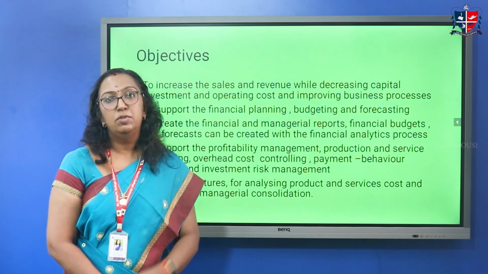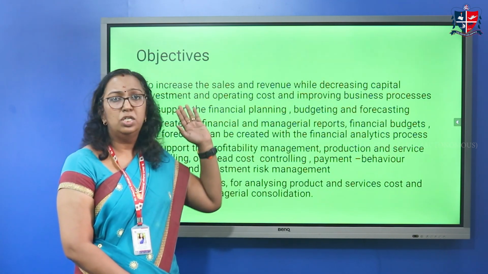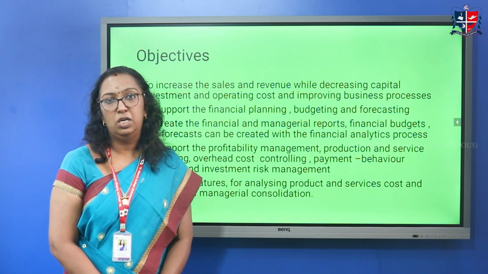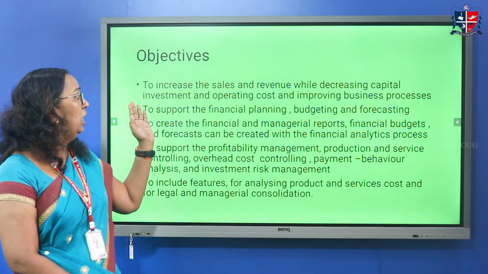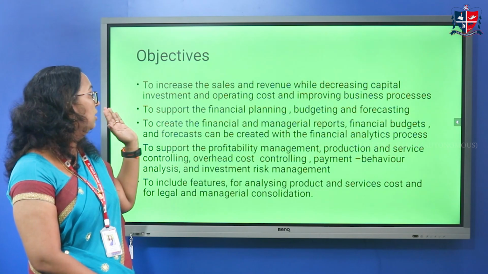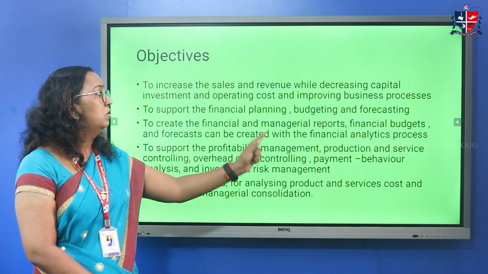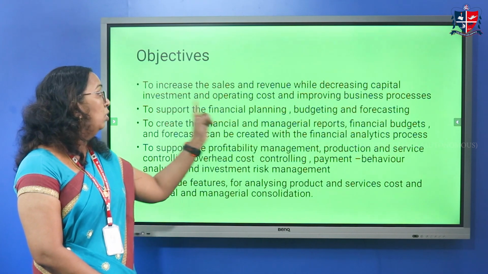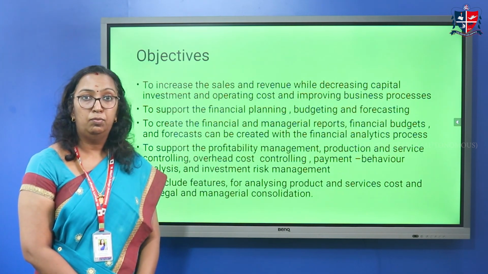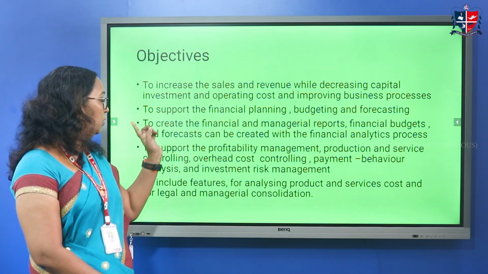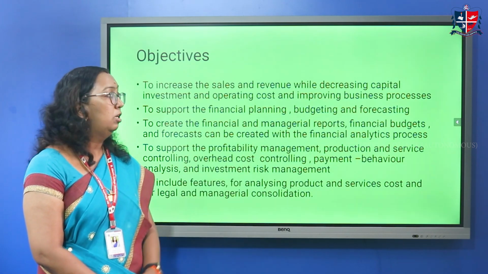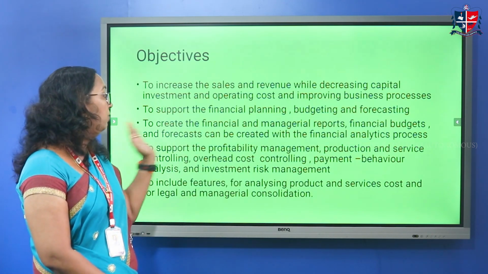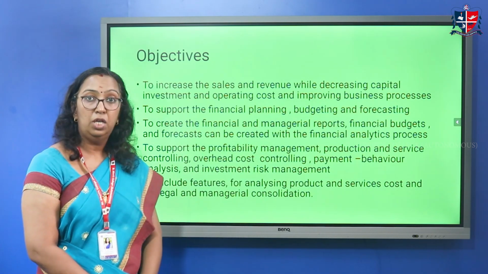So, what are the objectives of financial analytics? Let's quickly look into them. The first objective is to increase sales and revenue while decreasing the capital investment and operating cost and improving business processes. The second objective is to support financial planning, budgeting, and forecasting. The third objective is to create financial and managerial reports, financial budgets, and forecasts with the financial analytic process.